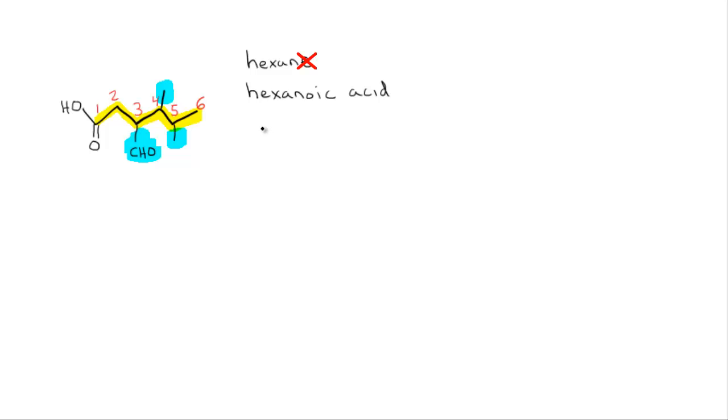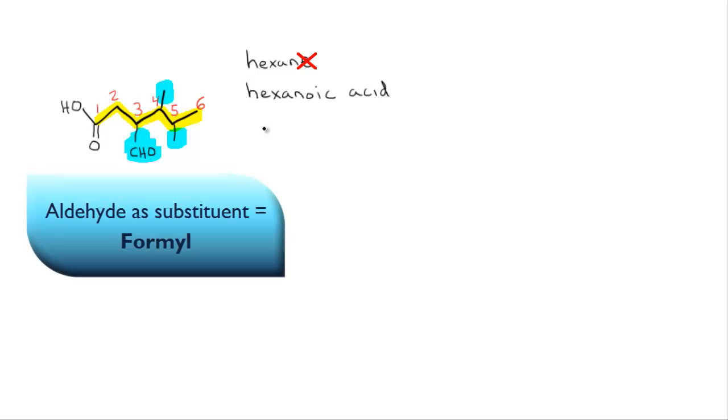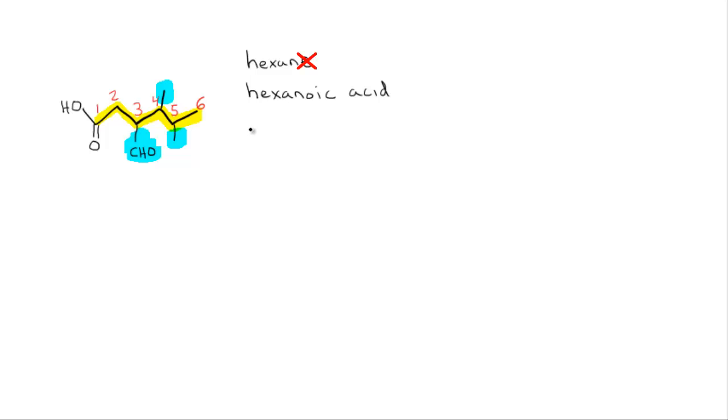When an aldehyde group is a substituent rather than part of the parent chain, the name of this group is called formyl. We designate the location of the formyl group just as we would for any other substituent located off the parent chain. So the complete name of this compound is 3-formyl 4,5-dimethyl hexanoic acid.